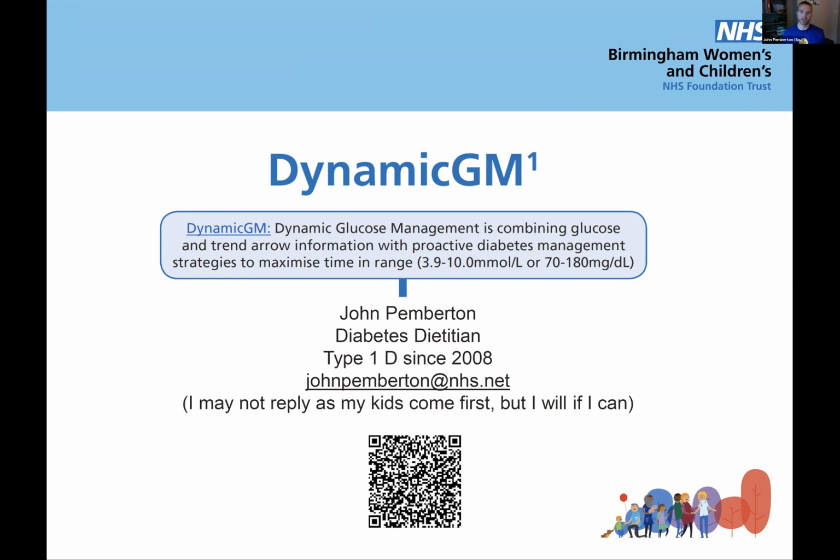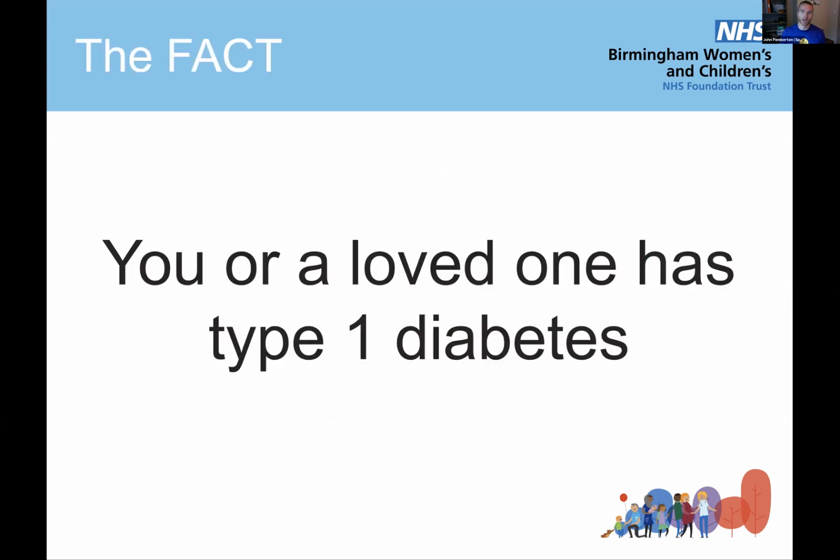So the idea of this session is talking about how to use the glucose values and trend arrows with things that you do on a daily basis to maximize time in range. And by time in range, I mean glucose levels between 3.9 and 10, or if you're not from the UK and use milligrams per deciliter, between 70 and 180. And that's what this is all about.